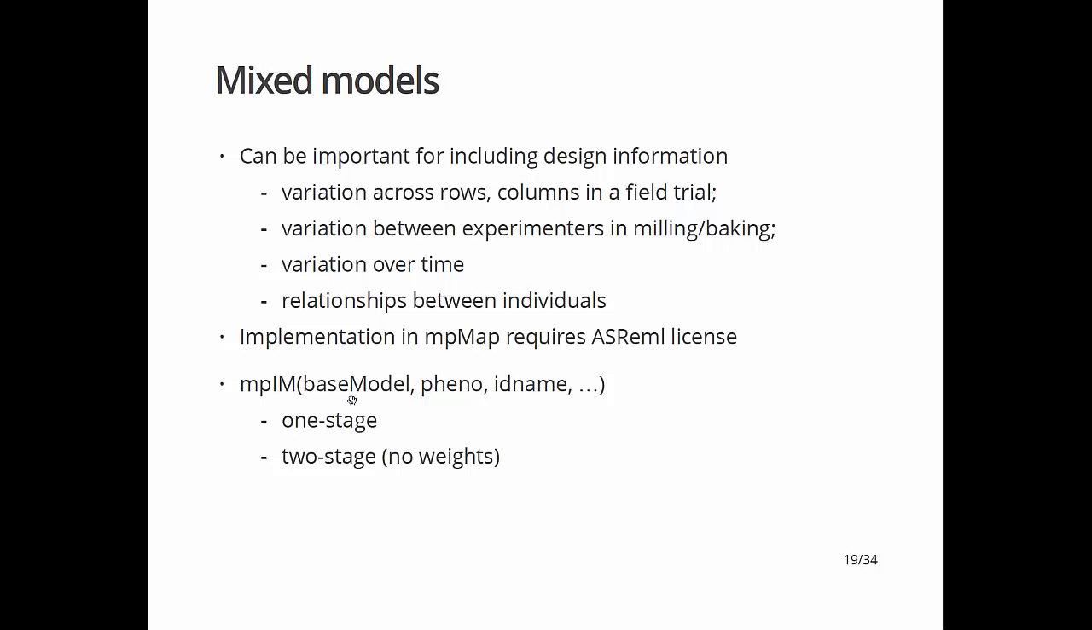the genetic information. You can do this in one stage, so essentially you're putting all of the phenotypic information and the genotypic information in together, or you can do it in 2 stages where you fit the phenotypic model, pull out predicted means, and then you use those to fit the genotype model. That will be faster, but it's not as technically correct as the one stage.